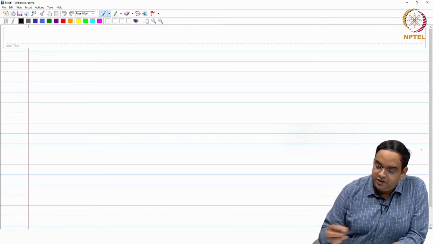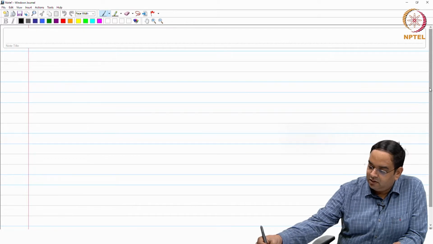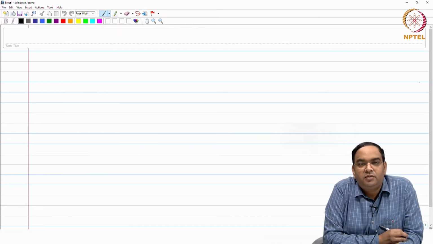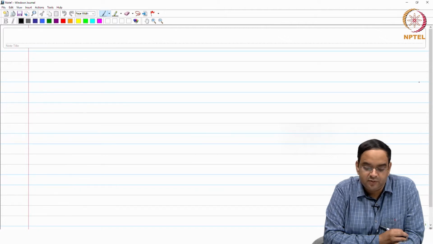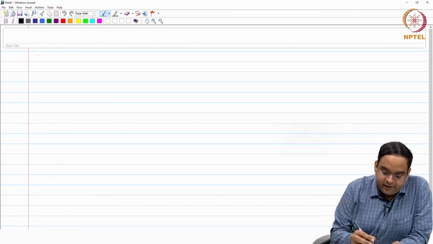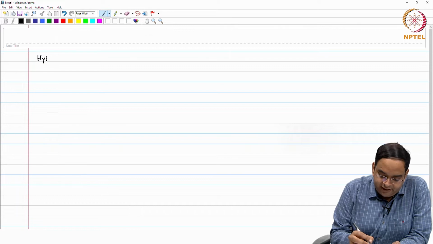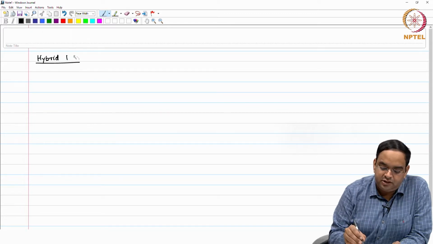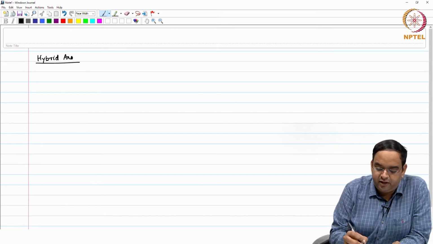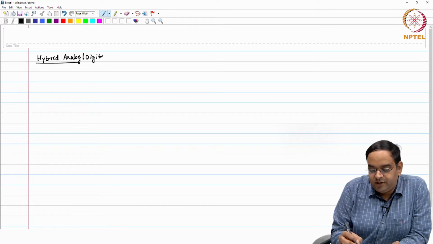In the previous session we looked at the digital PLL, the block diagram of the digital PLL, and later we went to the hybrid PLL to undo the quantization noise of the TDC in the proportional path. So, let us begin with that and see how we are going to implement it. So, this is hybrid PLL, analog digital. If you want to write it, you can write it like this, analog slash digital PLL.